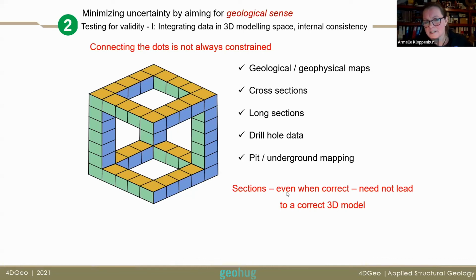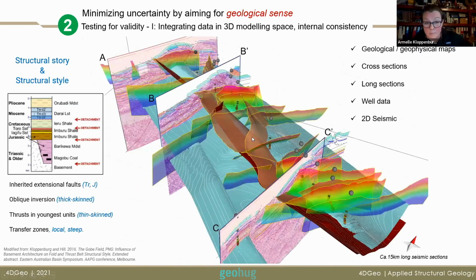And even when your sections are correct, a series of cross sections need not always lead to a correct 3D model if you connect those interpretations up. And I'll explain that a bit more. This is an oblique view of a three-dimensional model, an example. It's built based on a series of 3 seismic cross sections through the highlands in Papua New Guinea.